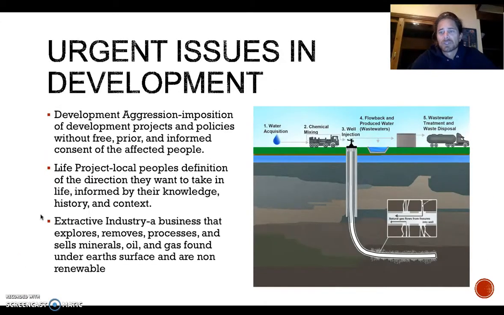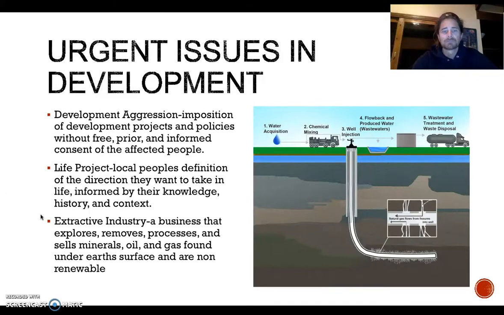So some of the major issues, right? I have a picture here of what fracking really looks like, right? Development aggression: imposition of development projects and policies without the free, prior, and informed consent of the affected people. This is usually how this goes, where people just come in and act like this is change and this is survival of the fittest. And if you're not strong, then you'll go away and we'll take what we need in order to progress or develop, right? So this is your original development component, this development aggression piece.